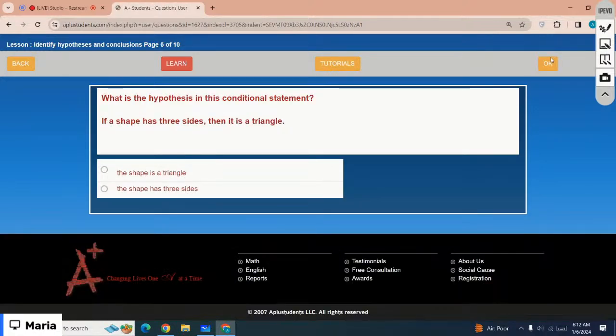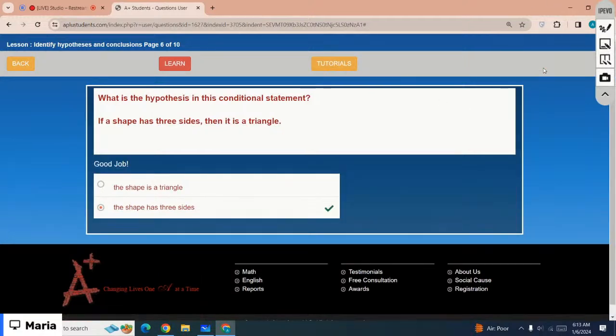What is the hypothesis in the conditional statement? If a shape has three sides, then this is a triangle. So, which is the correct option? The statement after if is the hypothesis, right? So, the shape has three sides is the hypothesis. Option 2 is the correct option.